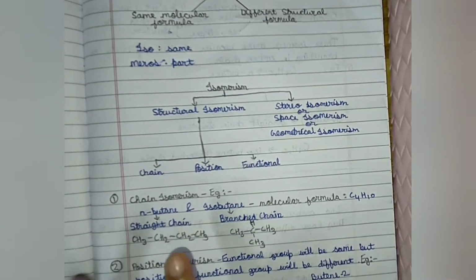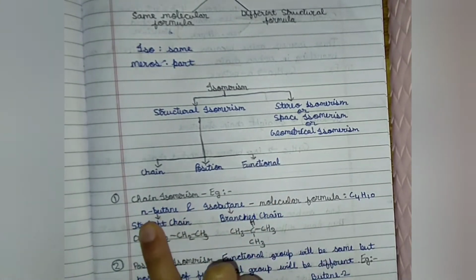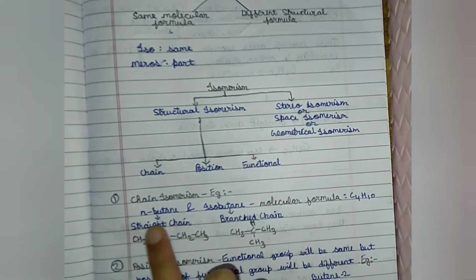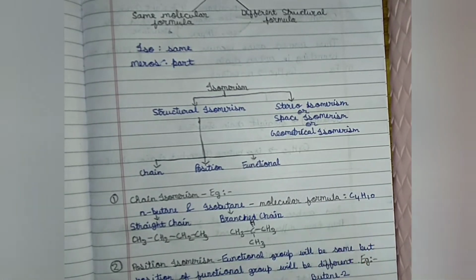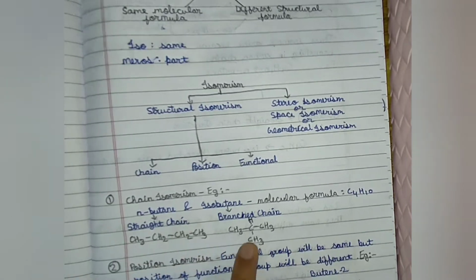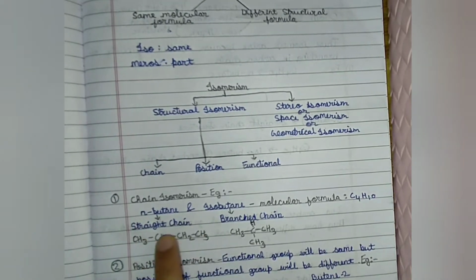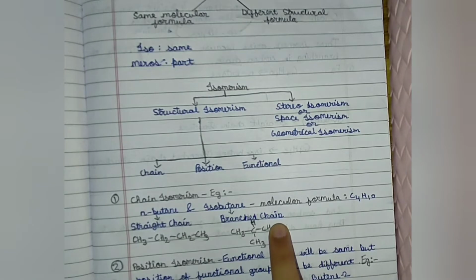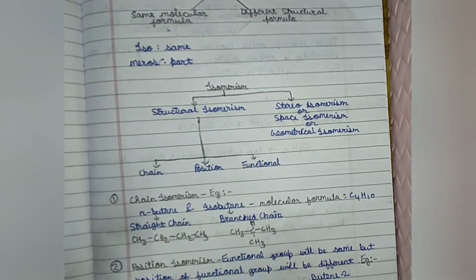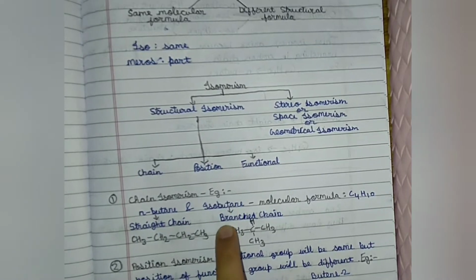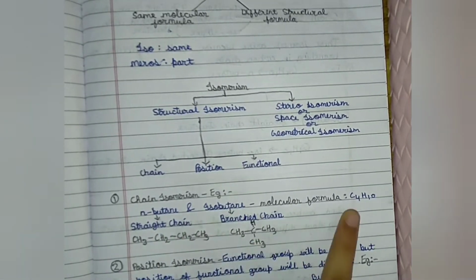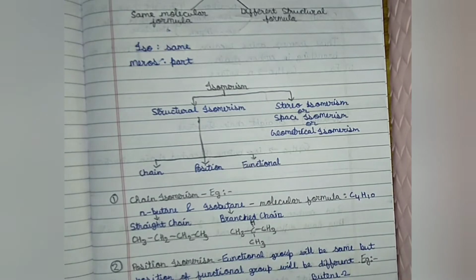So chain isomerism. Let's see an example: N-Butane and isobutane. Here both have the same molecular formula, that is C4H10, but if you see the structure here, that is different. In N-Butane it is a straight chain and in isobutane it is a branched chain. We will study straight chain, branched chain in detail, but just understand the basic concept here, that N-Butane is a straight chain and isobutane is a branched chain, that is different structure, but the molecular formula here is C4H10.